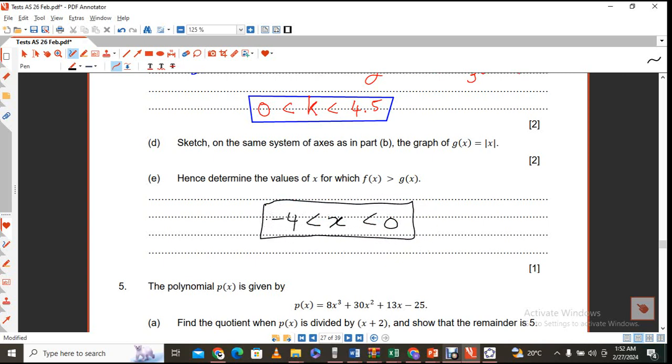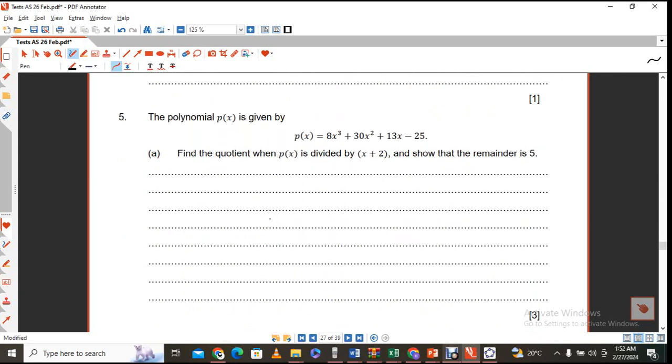Okay. Right, question 5. Well, this question here is about a polynomial, and a very similar question came into the exams of last year, 2023. Okay, so they say, find the quotient when p of x is divided by x plus 2 and show that the remainder is equal to 5.